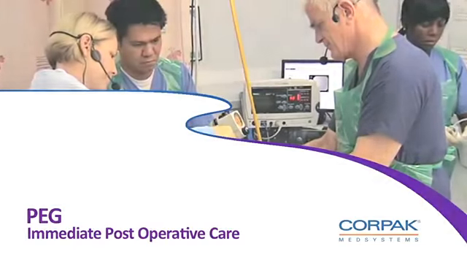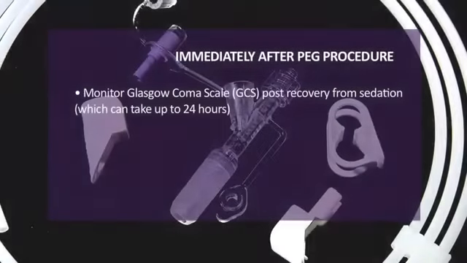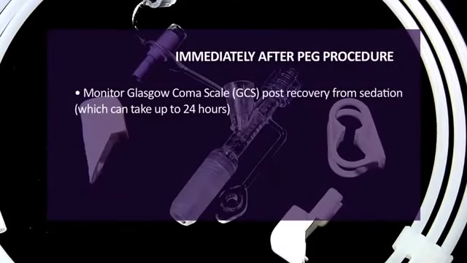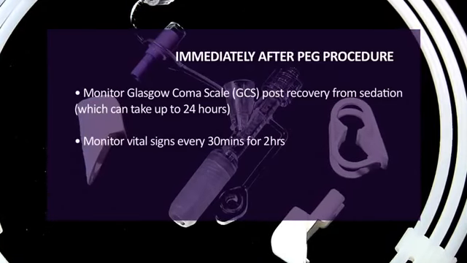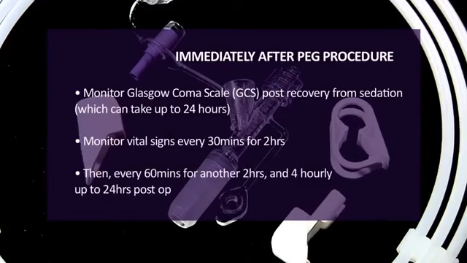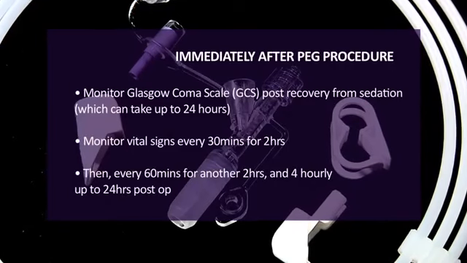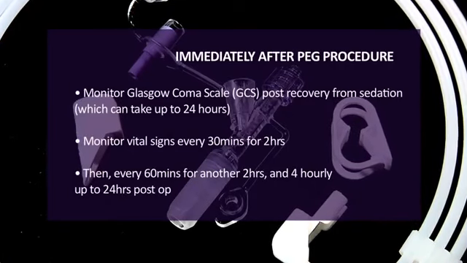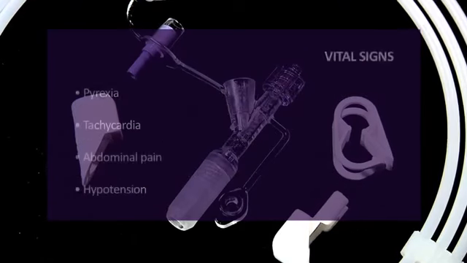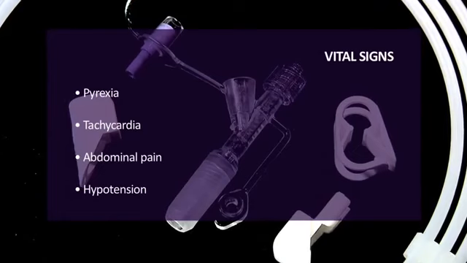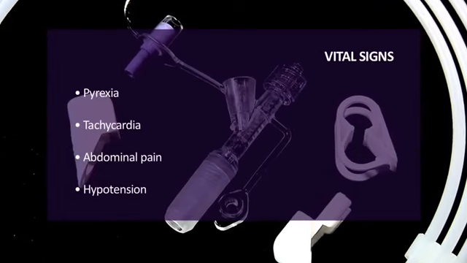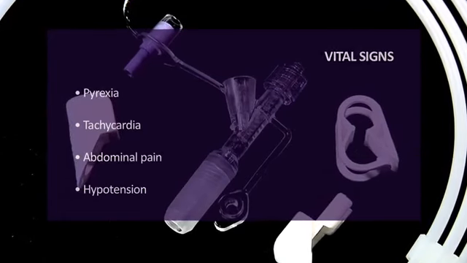Immediately after an endoscopic gastrostomy, monitor GCS post-recovery from sedation, which can take up to 24 hours, and vital signs every 30 minutes for 2 hours. Then, every 60 minutes for another 2 hours, and 4 hourly up to 24 hours post-op. Pyrexia, tachycardia, abdominal pain, or hypertension may be indications of peritonitis and should be reported straight away.